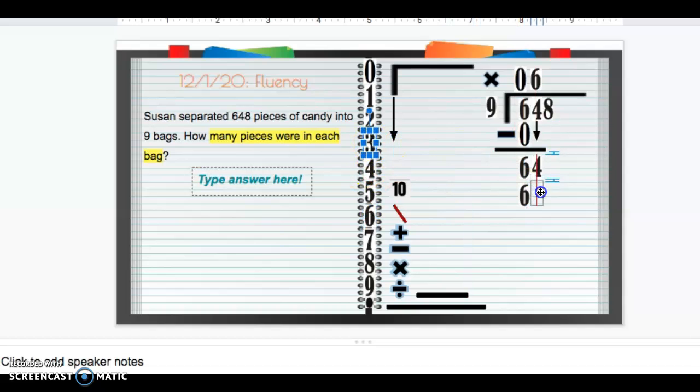So then we have to subtract 64 minus 63. 4 minus 3 is 1. 6 minus 6 is 0. And you have to bring down your 8.